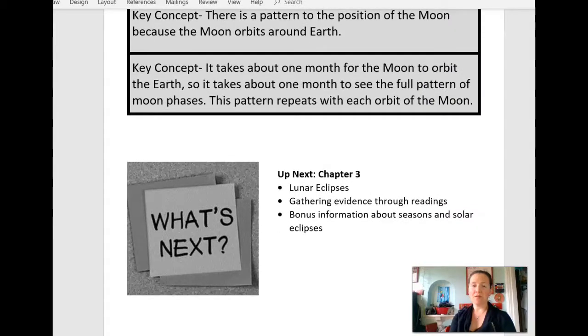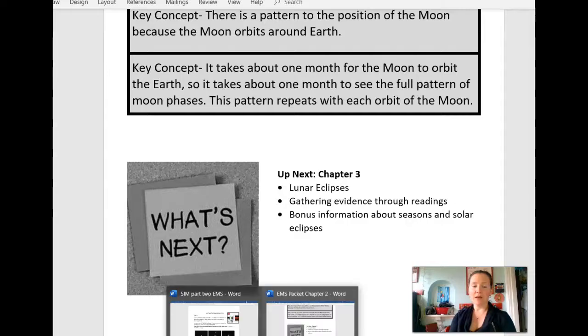All right, so that's it with this packet. Now we're going to take a quick look at the sim packet.